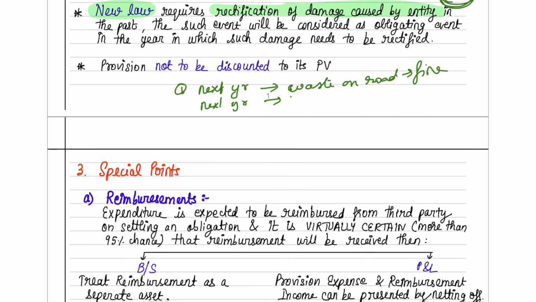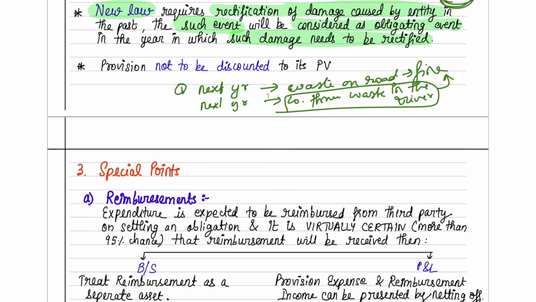Next year, whichever company has thrown waste in the river is going to be fined. So if a new law like this comes, such an event will be considered an obligating event in the year in which such damage needs to be rectified. The law tells you that a company that has thrown waste in the river will be fined, or else you can rectify the act.